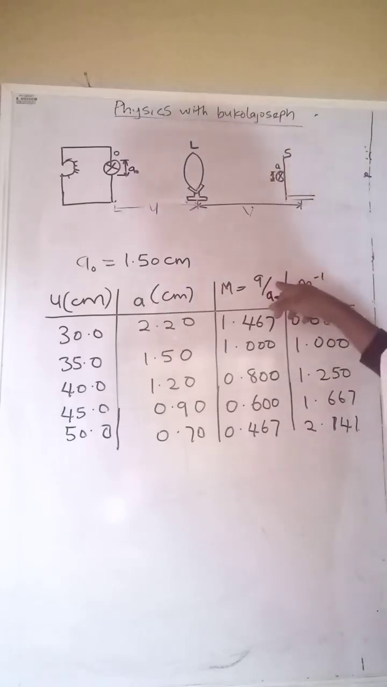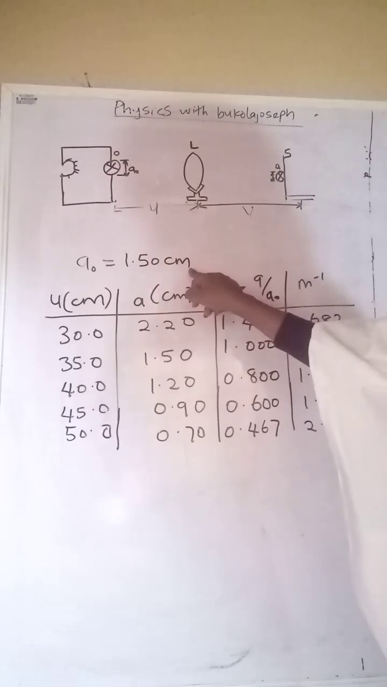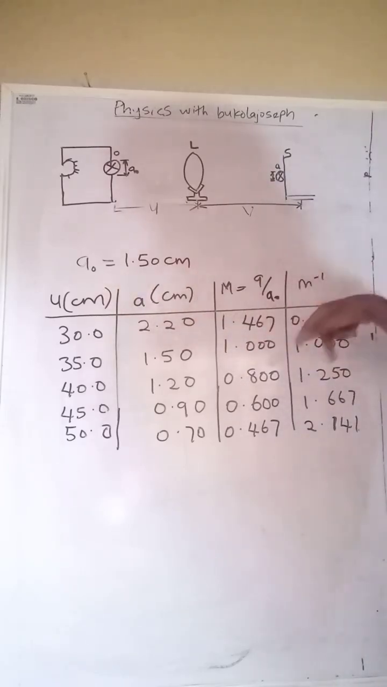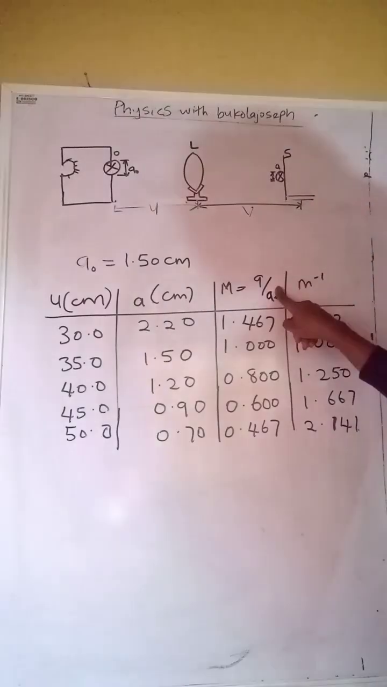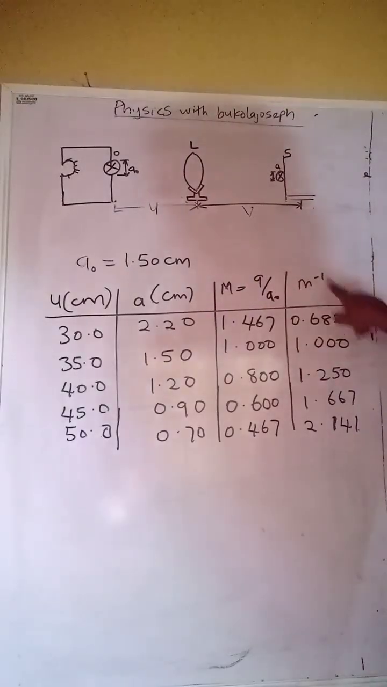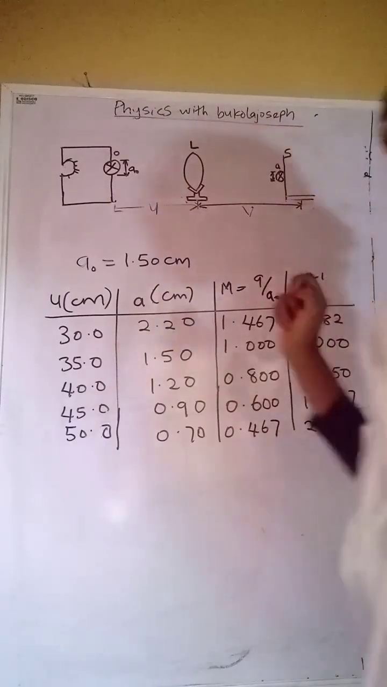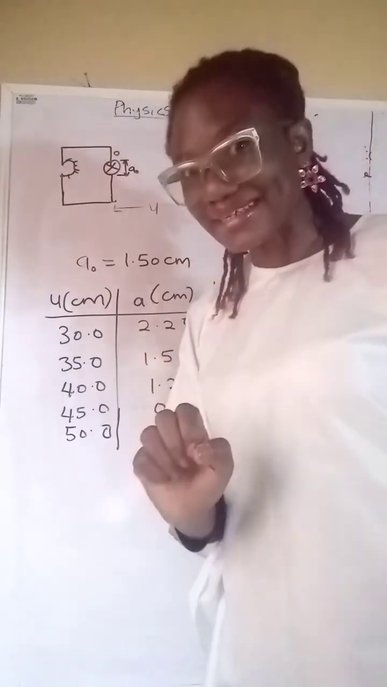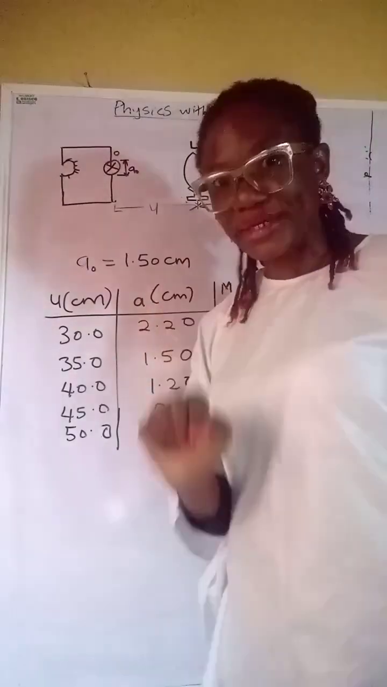You can see this one has no unit. You know why? Because A is in centimeter and A naught is in centimeter. Centimeter will cancel centimeter, and that is why there's no unit here. And this one also, since it's the inverse of this, does not have a unit. You know we don't joke with units in physics. It is important that you put your unit.